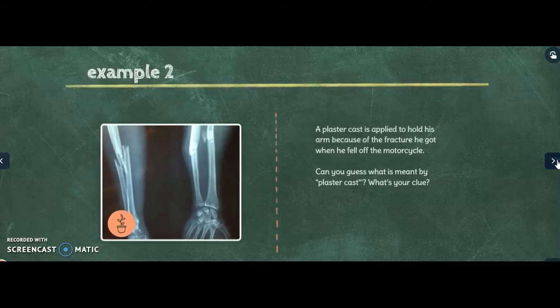Here is another example. A plaster cast is applied to hold his arm because of the fracture he got when he fell off the motorcycle. Can you guess what is meant by plaster cast? What's your clue? Try to take a look at the word because. It indicates cause and effect. The person fell off the motorcycle and he got a fracture. Because of that, he needs plaster cast to hold his arm. Do you get it?